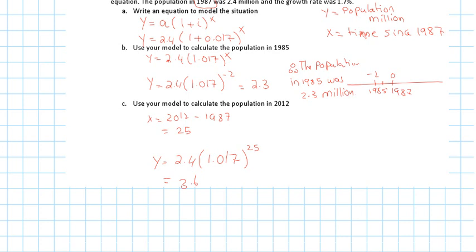The population in 2012 was, 2012, that's the future for us, right? The population in 2012 was 3.6 million.